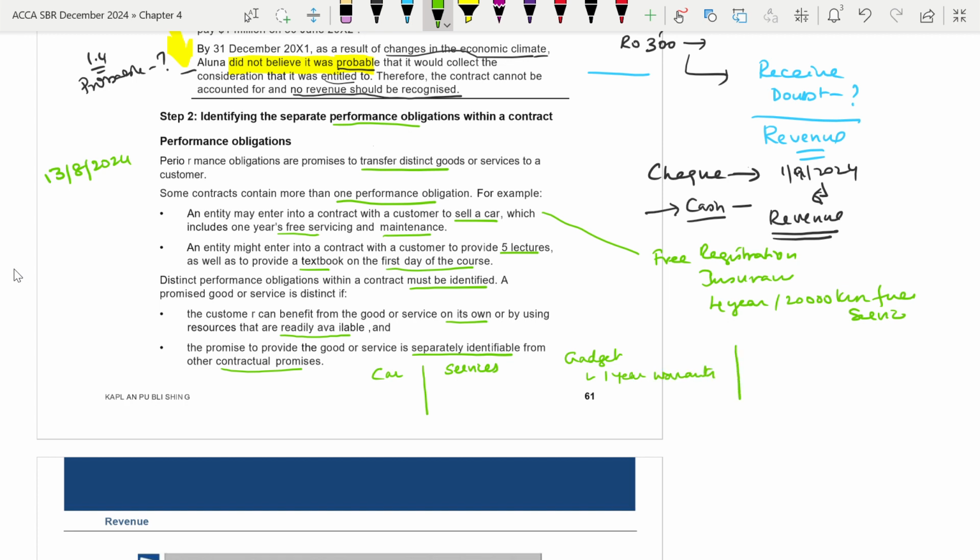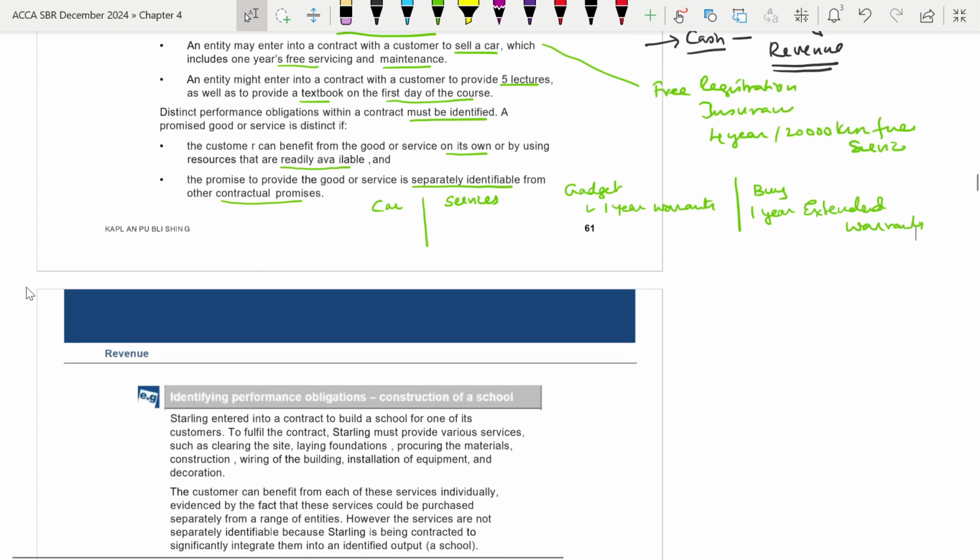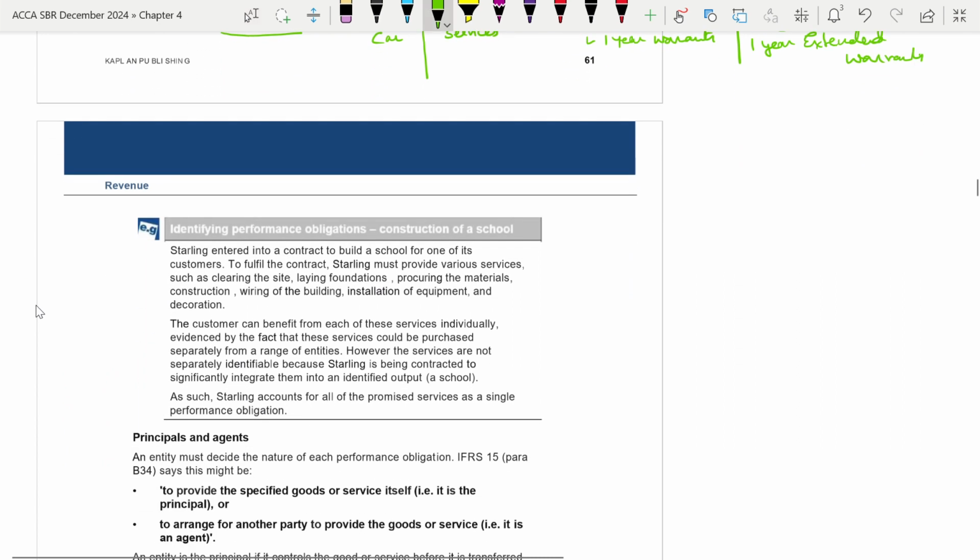Or they will say that you can buy a 1 year extended warranty. You are identifying it separately. This is the performance obligation. Every sales transaction may have this type of condition attached to it. They gave you an example. Just read this example.